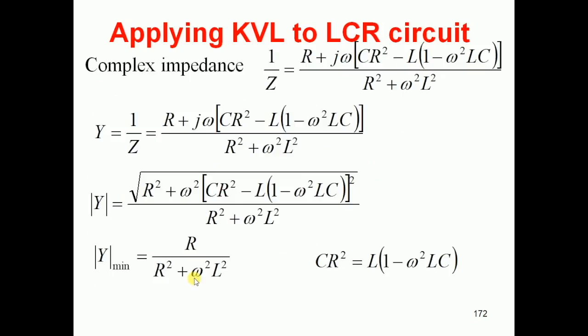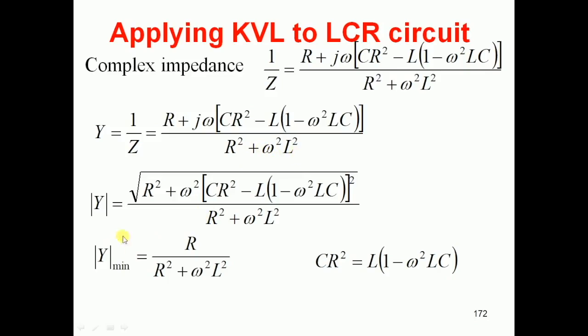So friends, again we have the sorted out term 1 upon Z equal to so and so, and 1 upon Z you can call 1 upon complex impedance, you can call admittance, complex admittance, and it looks like this. And if you take modulus of that, you have real part square plus imaginary part square in the under root divided by this real number R square plus omega square L square.